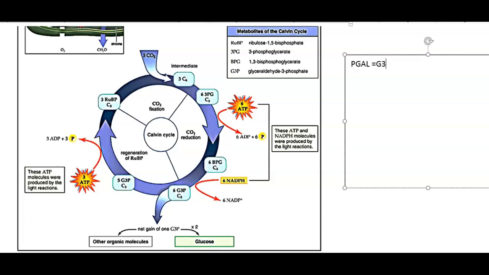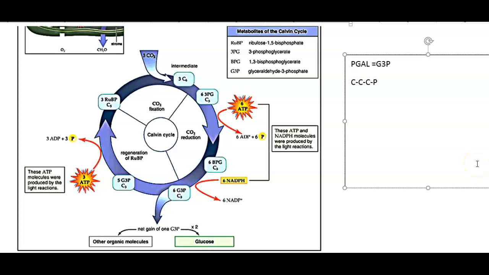Just a different name. So PGAL, phosphoglyceraldehyde. And just another way to look at it, when we look at the G3P, glyceraldehyde 3-phosphate. And notice over here, it has 3 carbons. So let's see if I can draw it here. Right here. So carbon, another carbon, another carbon, 3 carbons, and a phosphate. And let me make these capital C's. So, PGAL. Notice it has 3 carbons.